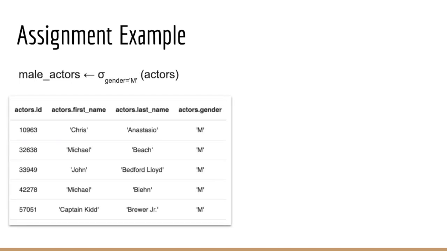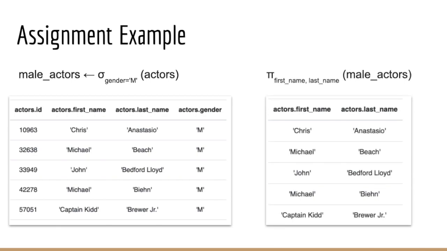In this example, we first do a select on actors relation where gender is equal to M. Then, we assign the result of this expression to a variable named male actors. Now, we can use the male actors variable and do a projection on it.